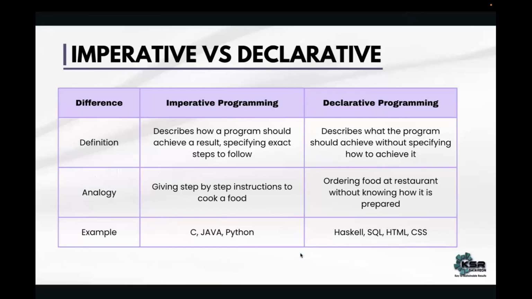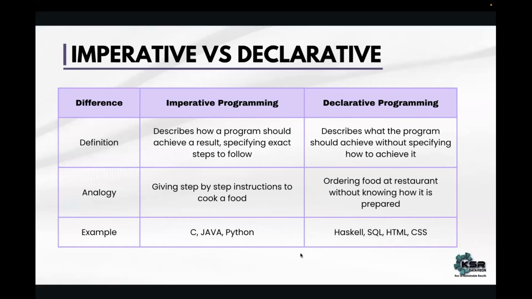So, the definition of imperative. When you program, you will have a task and you will have a result. That program should give this result, so you will have some expectation of the result. In imperative programming, you will tell how a program should achieve that result, and you will also specify exact steps to achieve it.